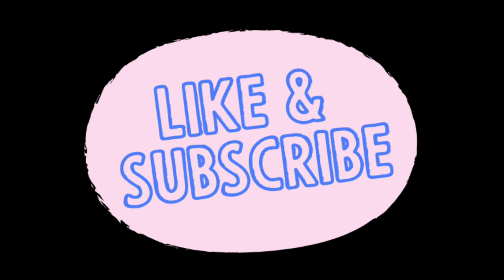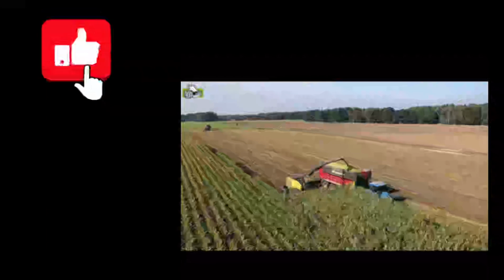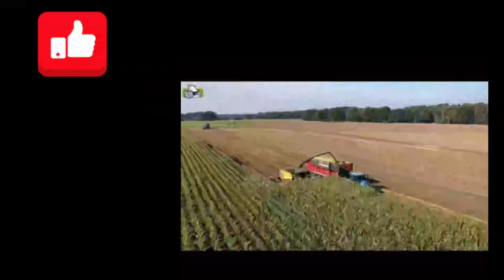The summary of the jasmonic acid pathway is like this: stimulation, for example herbivores and stress; biosynthesis from linoleic acid to jasmonic acid; isoleucine formation, then jasmonic acid isoleucine perception by COI1; then degradation of JAZ receptor, and then activation of transcription factors; then finally defense and stress responses, which balance growth, defense and enable plants to adapt to their environment. And its signaling pathway offers potential application in improving crop resistance to pests and enhancing stress tolerance. This was all about jasmonic acid.